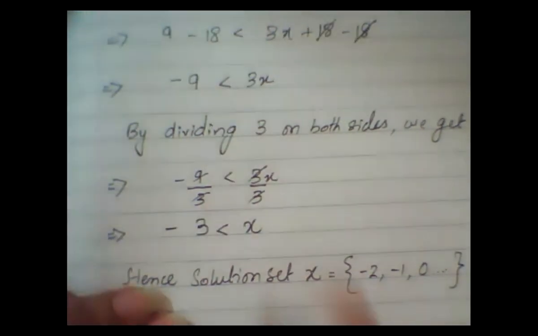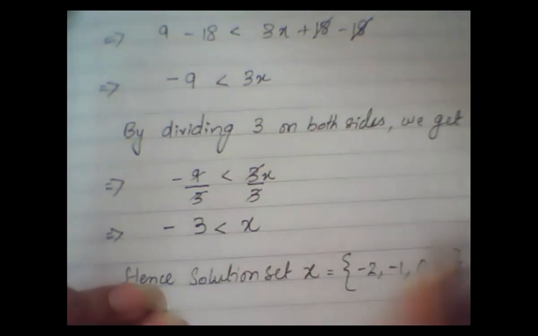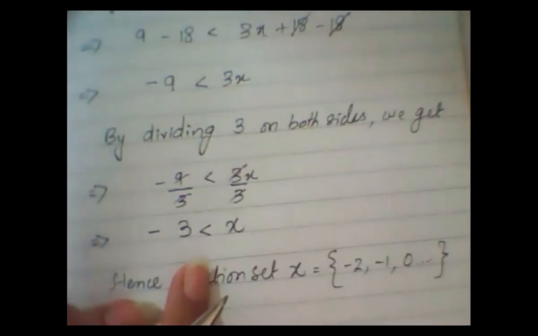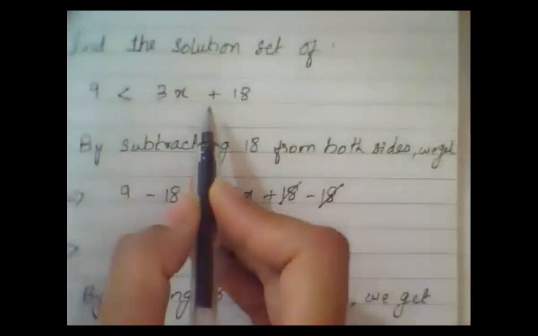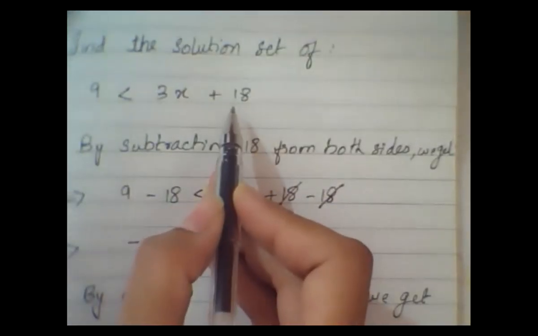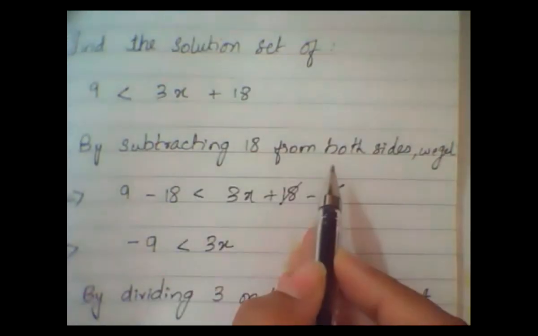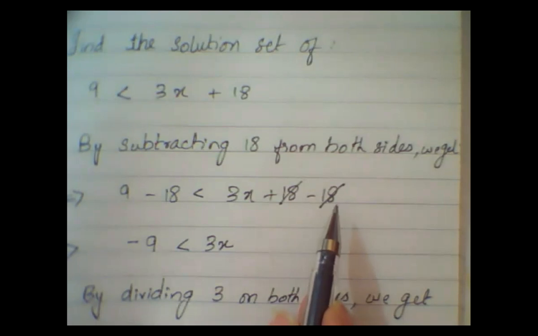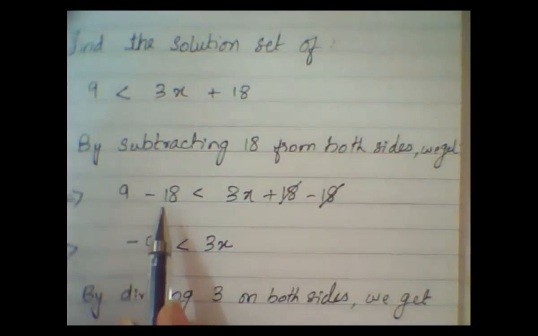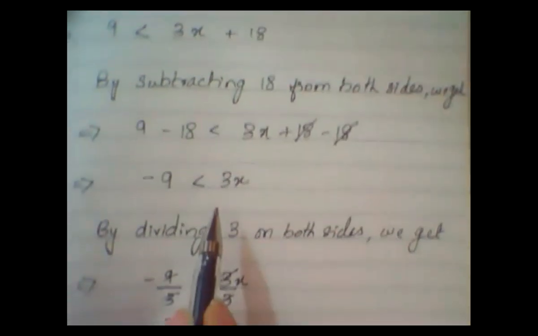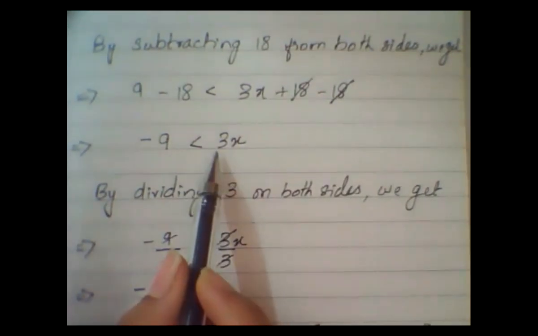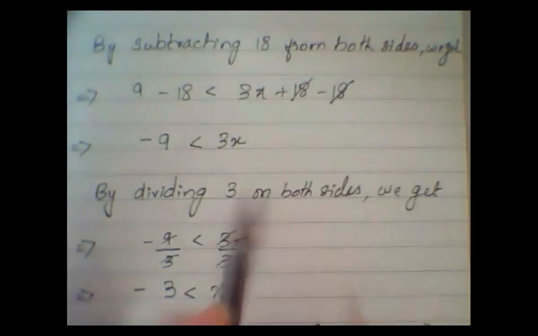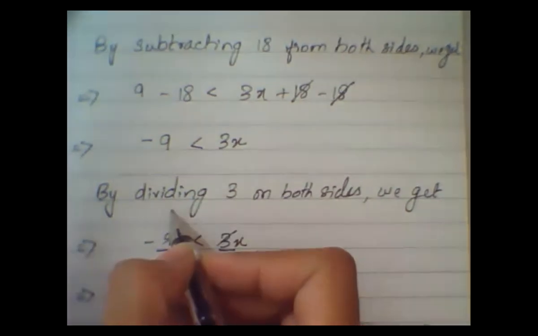Okay, students, if here is written, listen, is it clear? The solution set is clear. First what we have to do, let me tell you again. In this question, plus 18 is there, so we have to subtract 18 from both sides. Okay, by subtracting this 18, plus 18 and minus 18 will be cancelled. Okay, 9 minus 18 is minus 9, we get 3x. Okay, now this 3 is multiplying, so we have written by dividing. If the number is multiplying, we have to write by dividing.